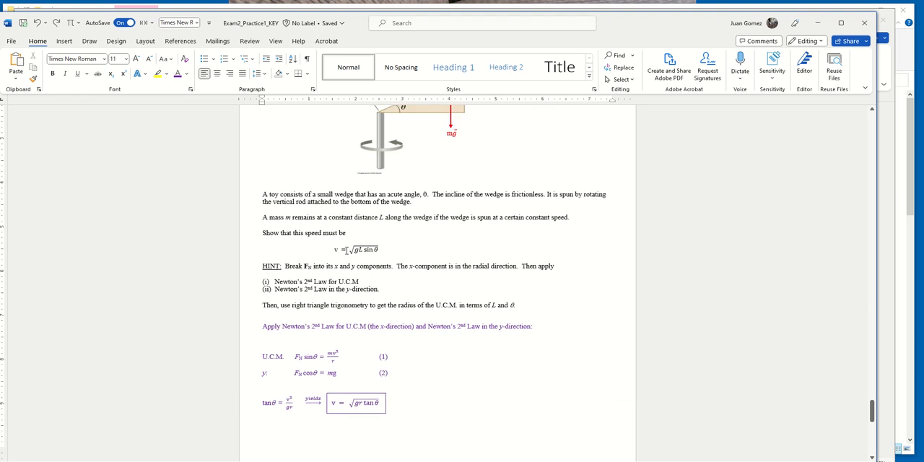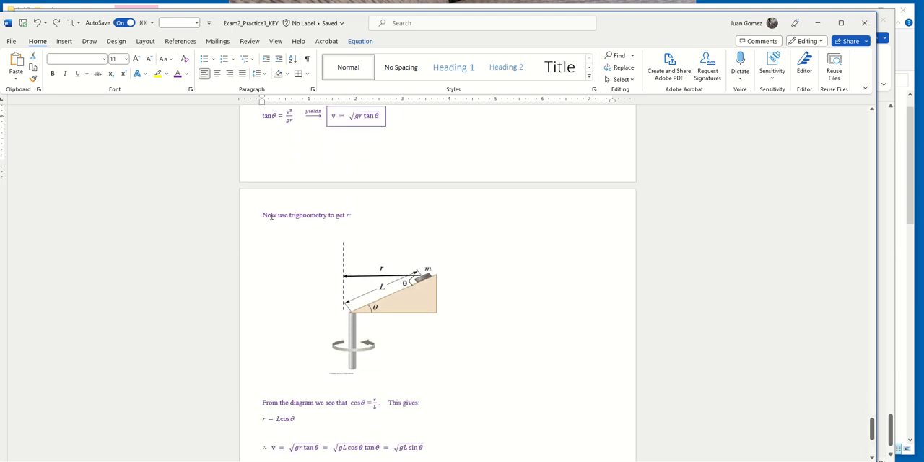But I want this expression. I want to show that v is root g L sine theta. Now we're done with Newton's second law. Now just some basic right triangle trig, so we can get the final expression. Use basic trigonometry to get r. We're done with Newton's laws. This is just basic right triangle trig. Here's another sketch. This is the radius r of the circle. Here's your L and your theta.